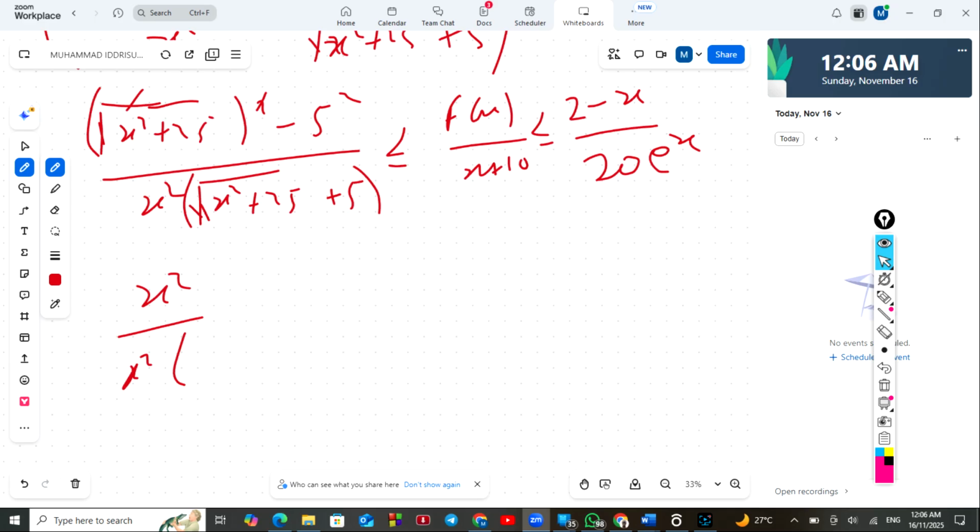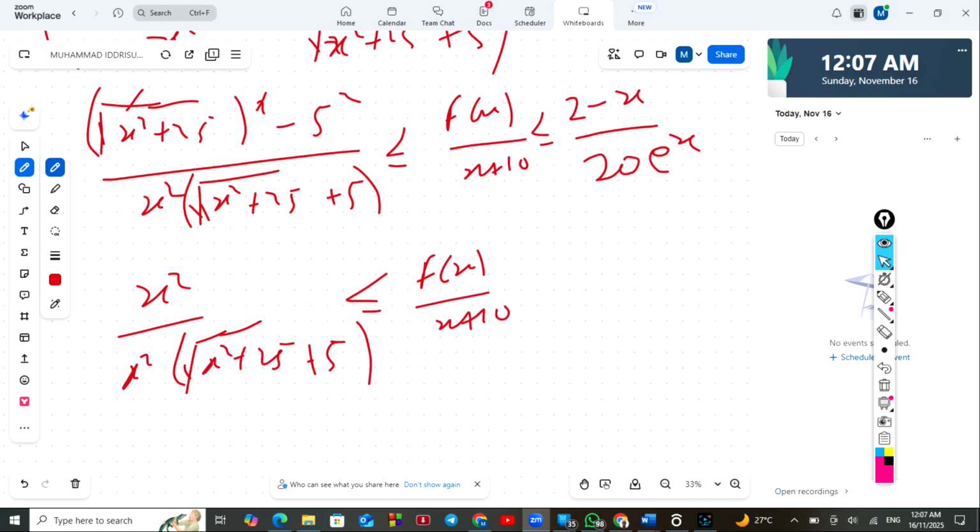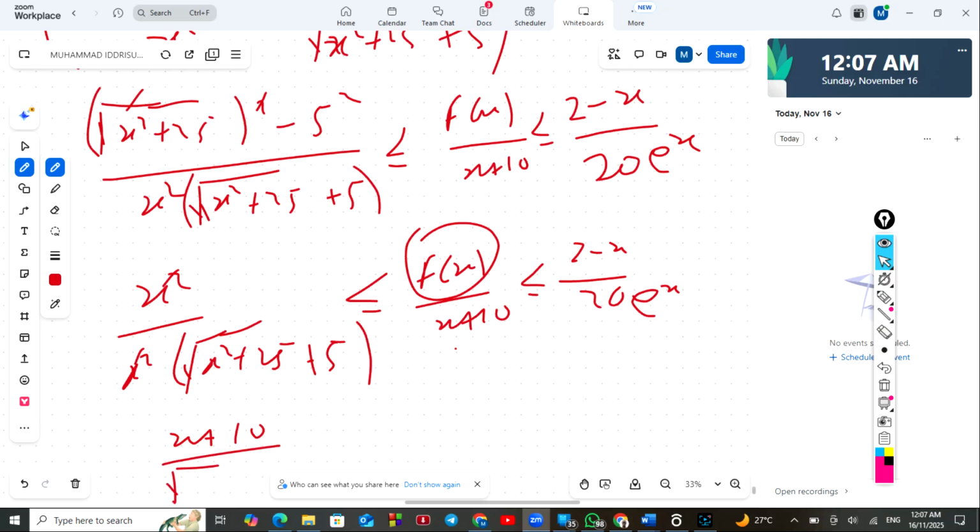x squared bracket open root of x squared plus 25 plus our 5 is less than or equal to f of x over x plus 10, which is less than or equal to 2 minus x over 20 e to the x. So now let's isolate the f of x. Let's make it stand alone without the x plus 10. So we multiply through by the x plus 10. So here x squared will cancel x squared.